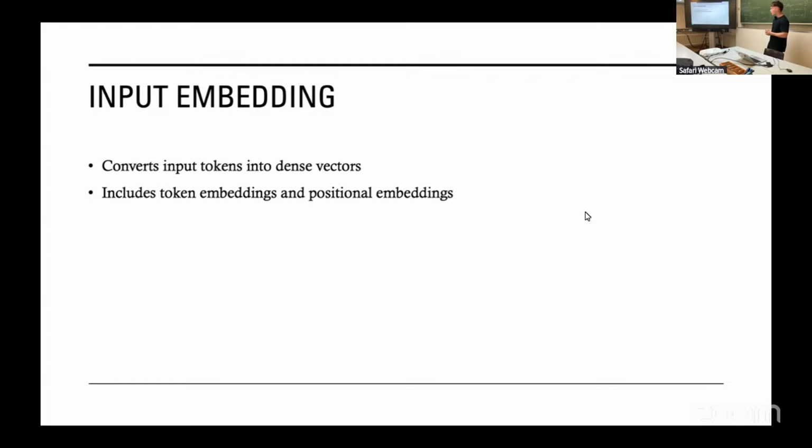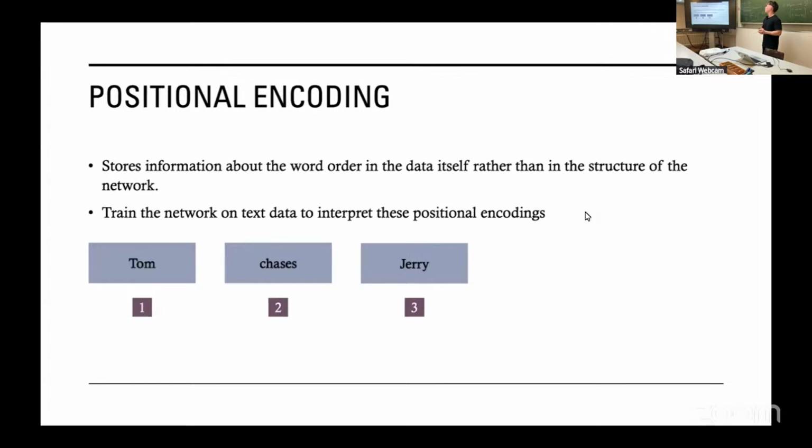What are positional embeddings? The positional encoding is the process of keeping the word order or the context of the words inside the data itself. So we can put numbers on them, and afterwards we have the word order, the information about the sentence or the words inside the data rather than in the model.